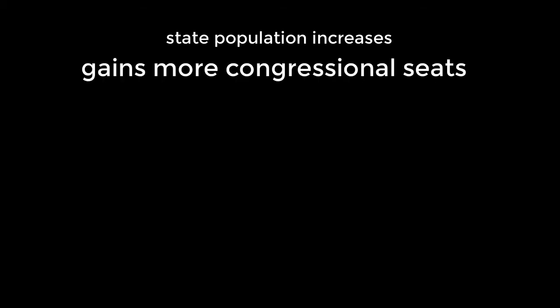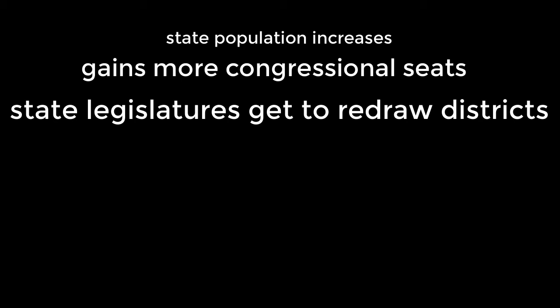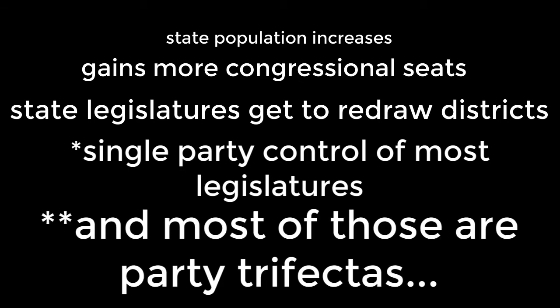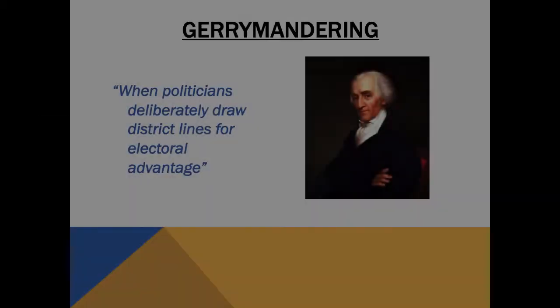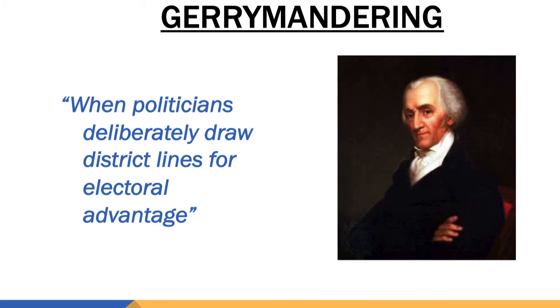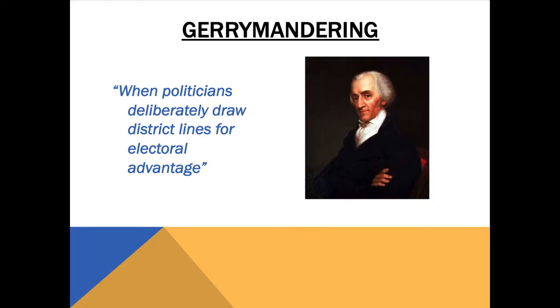So if a state population grows enough to gain more congressional districts, and the state legislatures get to redraw those districts, and 90% of states have state legislatures controlled by the same party, and 72% of those have party trifectas, then might those state legislatures be more inclined to draw districts in a way that benefits their party most? Of course they are. That's exactly what happens, and this is called gerrymandering. Gerrymandering occurs when politicians deliberately redraw state districts in a way that advantages their party most. That's politics. Who gets what, when, and how?